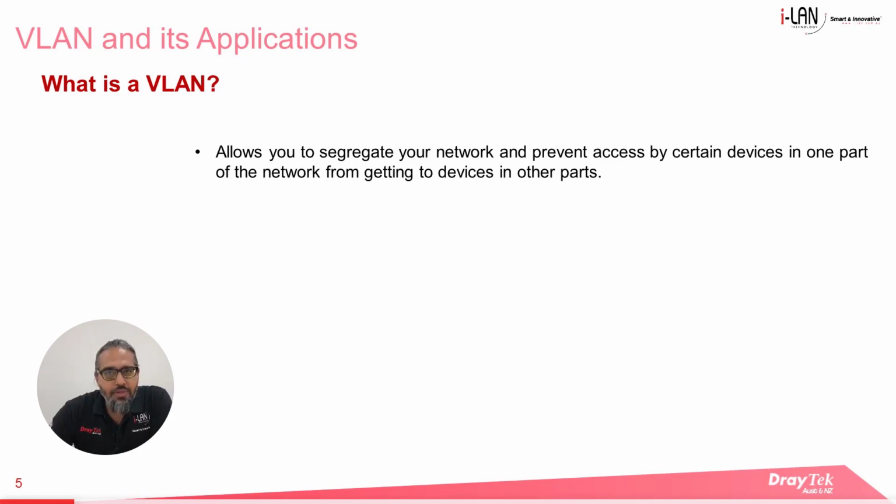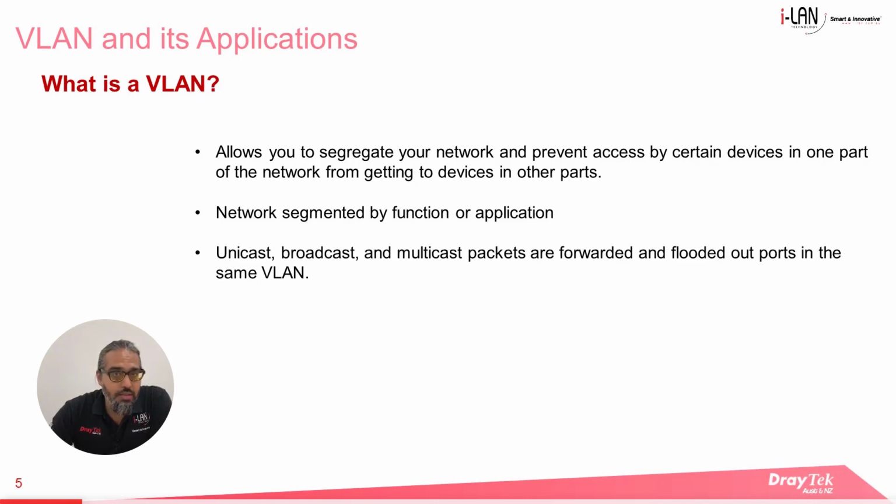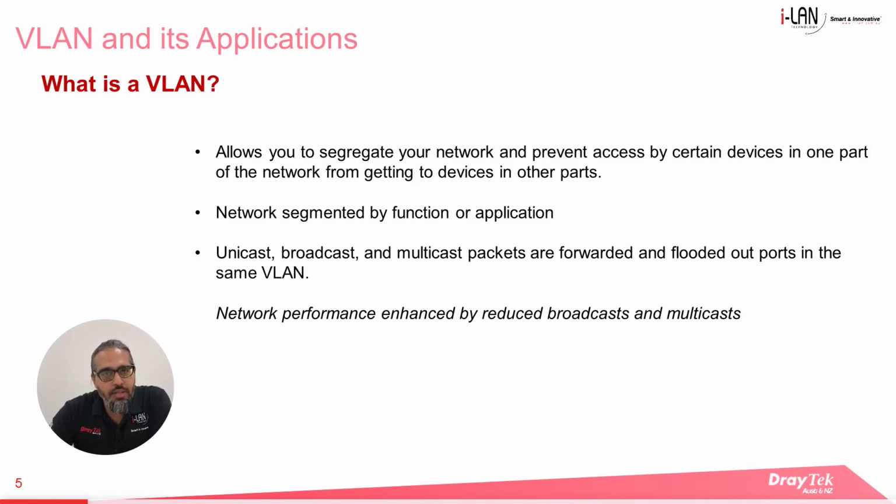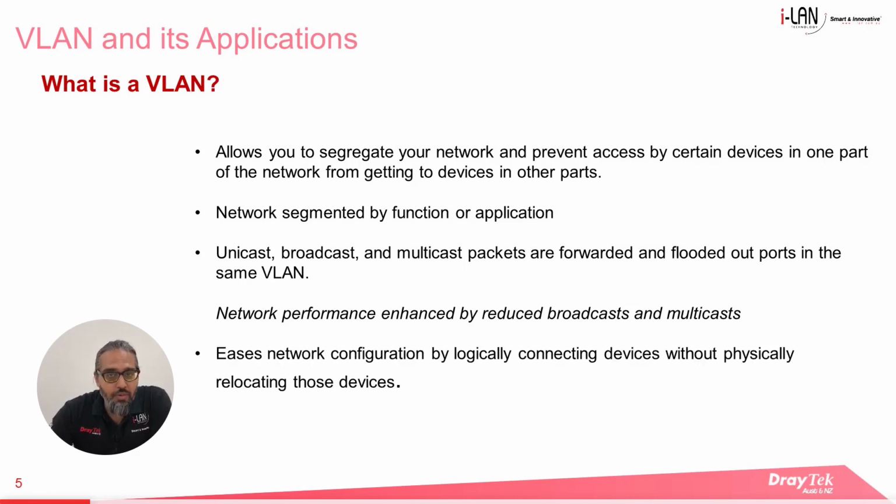Using VLANs allows you to segregate your network and prevent devices in one part of the network from getting access to other parts in the network and vice versa. VLANs allow you to segment your network by function or application. Unicast, broadcast, and multicast packets are forwarded and flooded out ports in the same VLAN. This also enhances the network performance since broadcasts and multicasts are not sent to other parts of your network. VLANs also ease network configuration by logically connecting devices without physically relocating those devices.